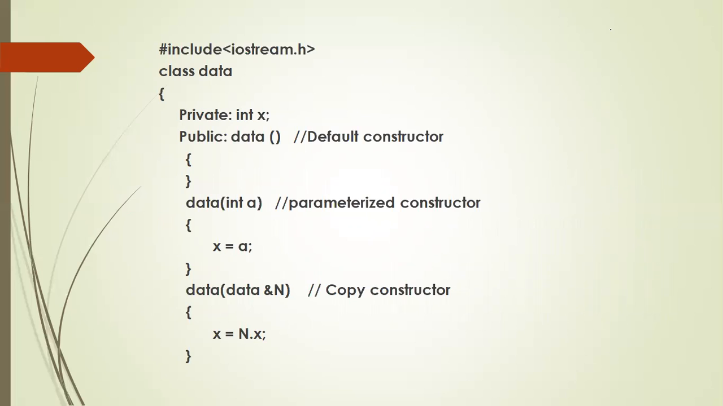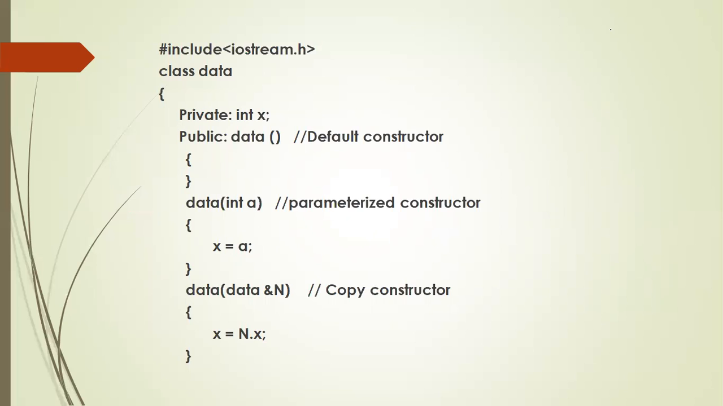Class data. Here our class name is data. The class data has only one data member called x of integer type, which is declared under the access specifier private. Next, under the public section, data, open the parenthesis, close it, open the bracket and close it. What is the purpose of that constructor? It is also one type of constructor, because the name of the constructor is the name of the class. Here the class name is data, and the constructor name is also data. But this constructor is not accepting any argument. Such a constructor we call a default constructor.